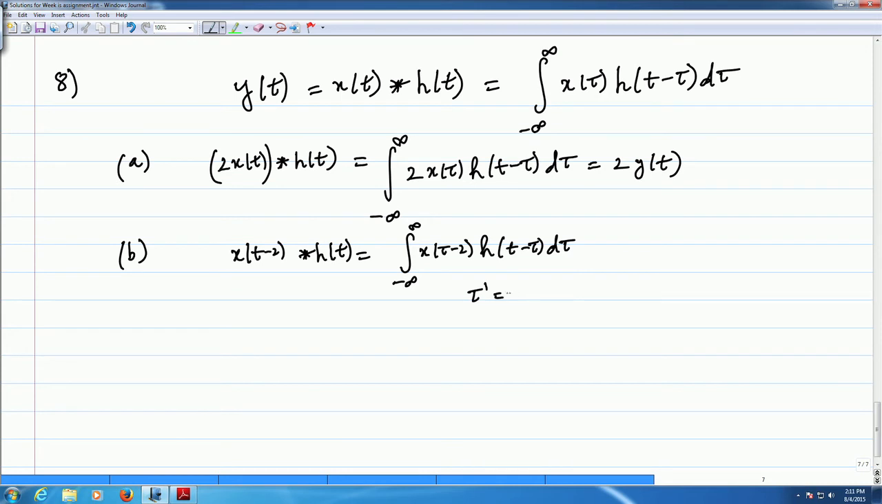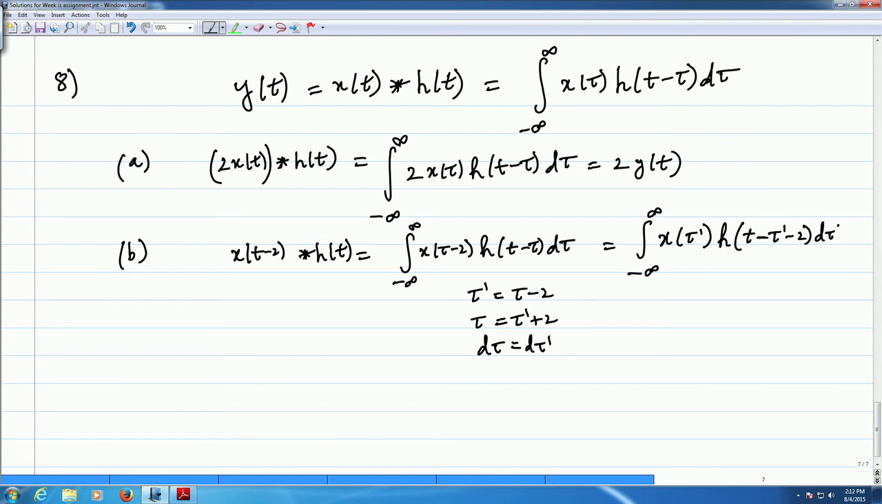Let's put tau prime equals tau minus 2. If you do that, you get integral minus infinity to infinity, limits do not change because it is infinity, and here you have x of tau prime. For h, tau is tau prime plus 2, so you replace this with t minus tau prime minus 2, and d tau is the same as d tau prime. Tau is just a dummy variable here, so you can call it anything else. You simply get x of tau prime, and h of t minus 2 minus tau prime, d tau prime.